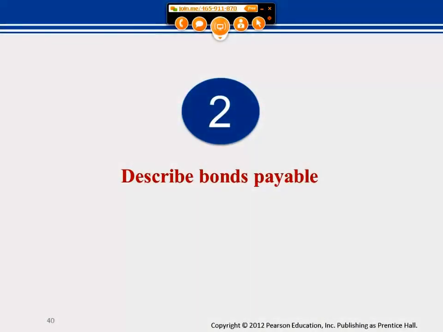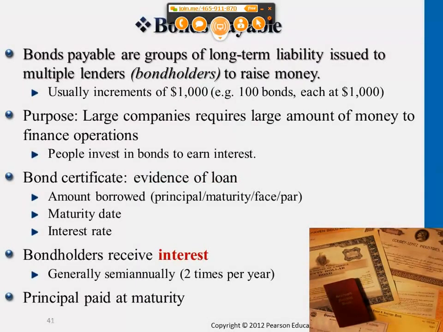Describe bonds payable as another type of long-term liability. So far we talked about long-term notes payable. We talked about mortgage payable. It's backed up by assets. If the borrower doesn't pay back the money, then the creditor has the right to legally have the title of the assets. Bonds payable is another type of long-term liability. It's sort of like groups of long-term notes, except that it's more structured in a way.